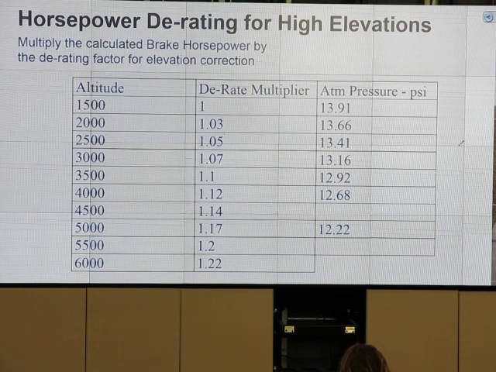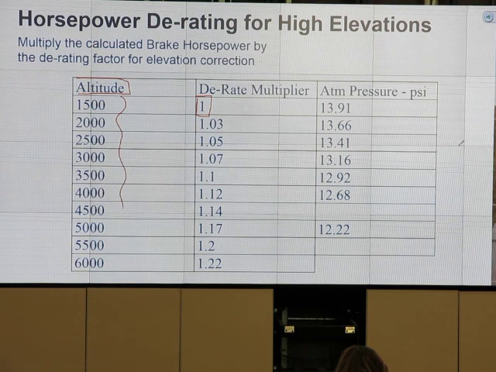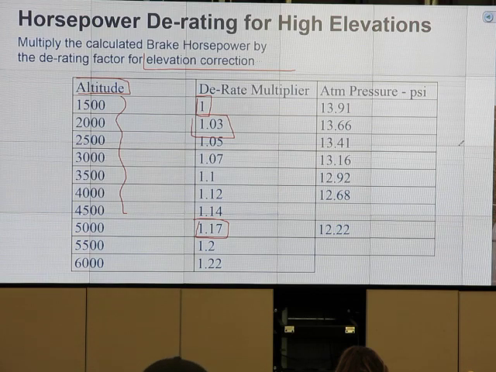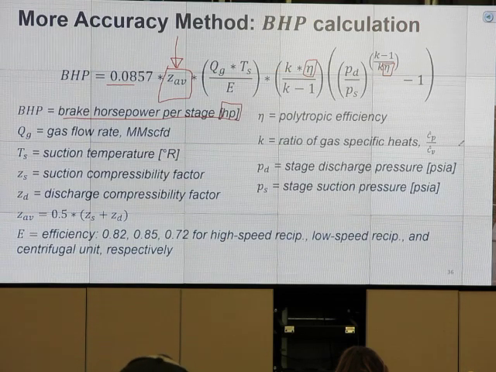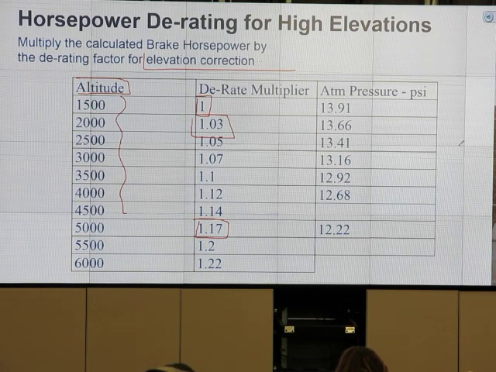If I put it at more elevation, put it in the mountain, or somewhere not close to sea, so not at sea level, so depending on altitude. If I go higher and higher, I have to multiply it with some number, the derate multiplier. For example, 1.17. So this is for elevation correction. Alright? So I get the brake horsepower over there. I multiply by this depending on where I put the compressor.